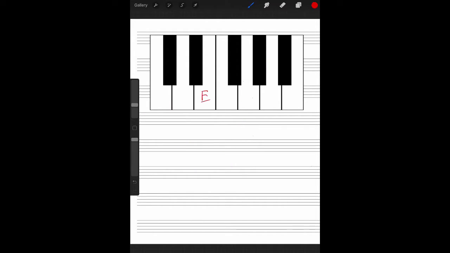Let's look at another one. E, we want to go a half step up. What's the note that's directly next to E? F. Half step up to F, so that's a half step relationship, E to F.